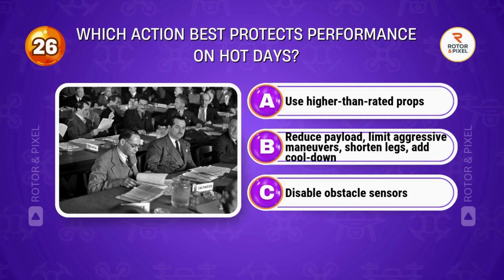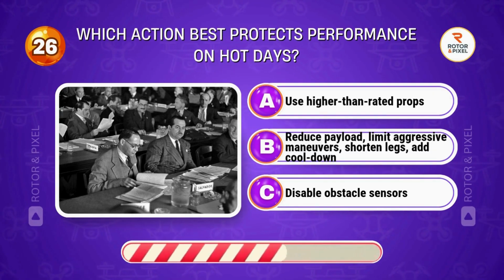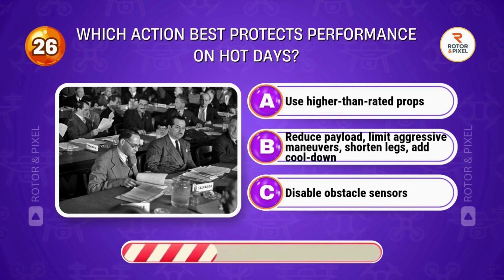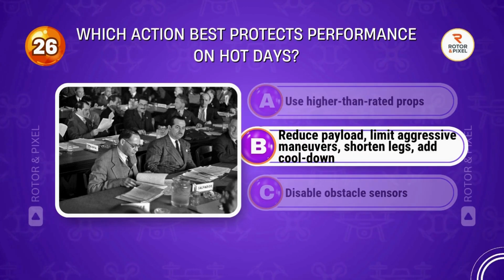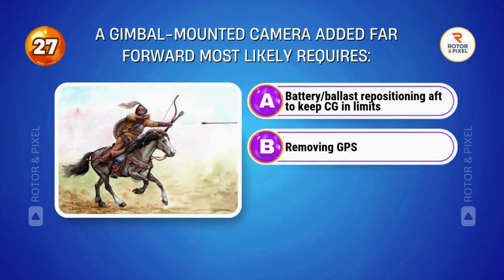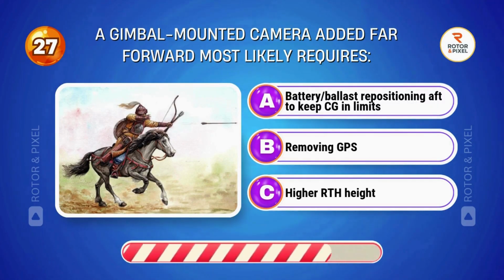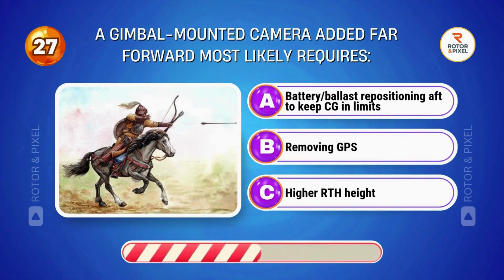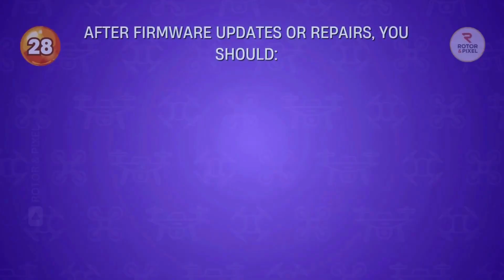Which action best protects performance on hot days? Answer B. Reduce payload, limit aggressive maneuvers, shorten legs, add cooldown. A gimbal-mounted camera added far forward most likely requires... Answer A. Battery or ballast repositioning aft to keep CG in limits.